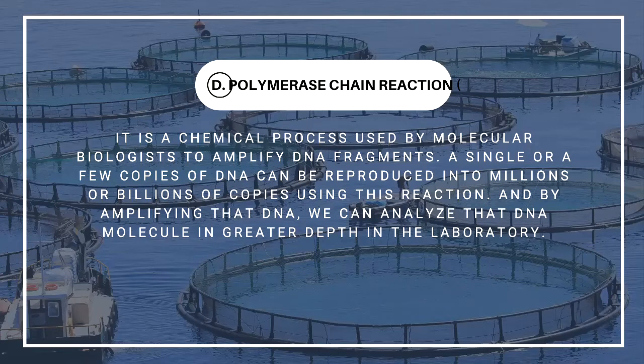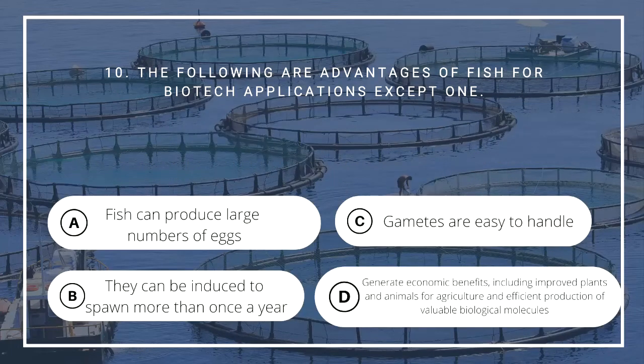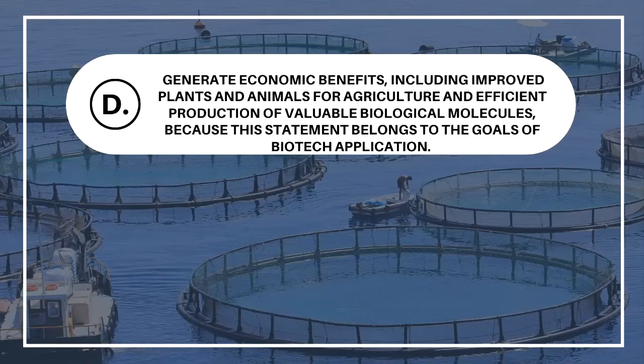Number 10. The following are advantages of fish for biotech applications except: A. Fish can produce large numbers of eggs. B. They can be induced to spawn more than once a year. C. Gametes are easy to handle. D. Generate economic benefits, including improved plants and animals for agriculture and efficient production of valuable biological molecules. Answer: D, because this statement belongs to the goals of biotech application.